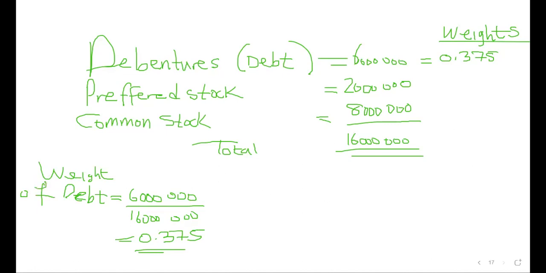So the weight of preferred stock will be 2 million over 16 million, so it is 0.125. Then the other one will be 0.5. Which is giving us the 1.00, the total weight. Are people with me so far? Yes. So this is how you're getting the weights.